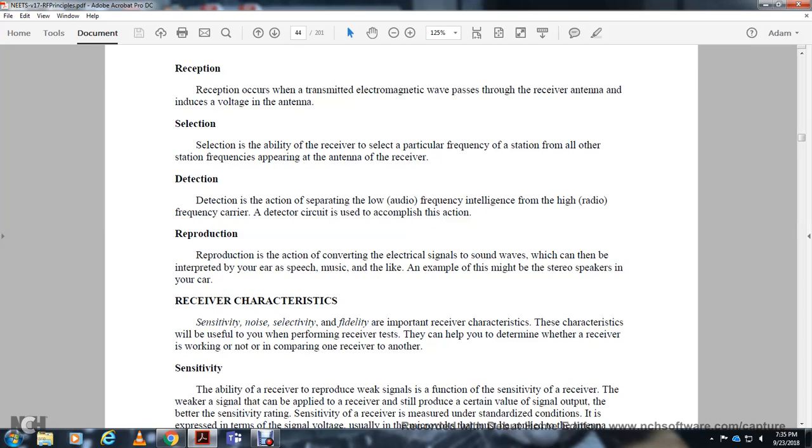Reproduction is the action of converting electrical signals into sound waves that can be interpreted by your ear, speech, music, like, for example, the stereo speakers in your car.